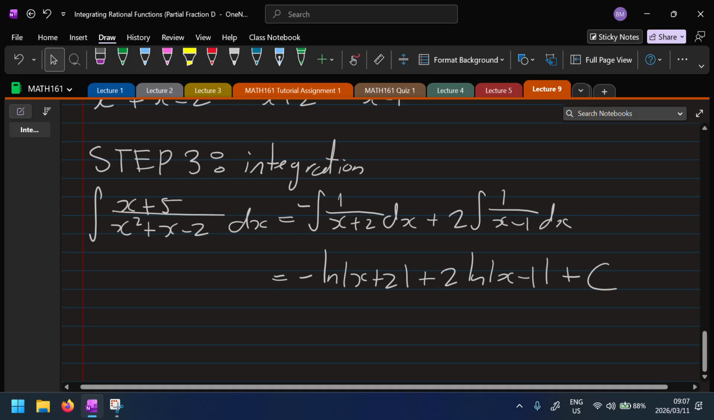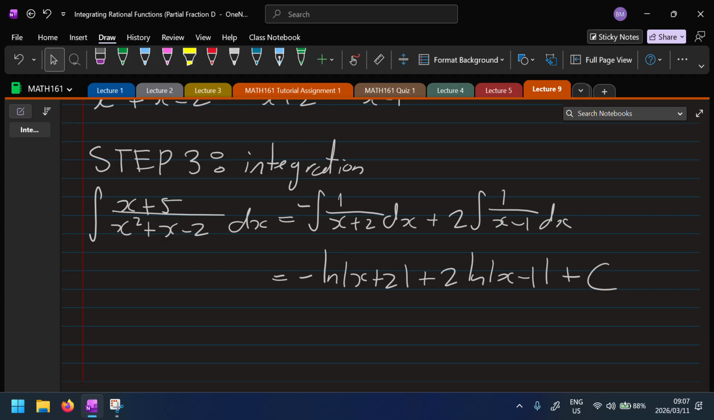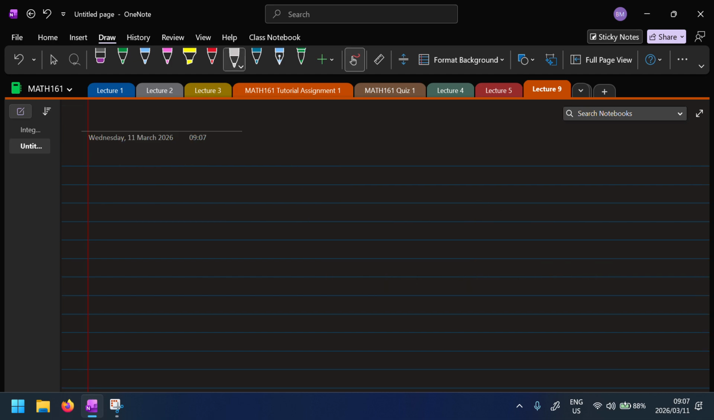Any questions on this one? Pretty simple. Okay, let's have a look at another example. So here we have (x squared plus 2x minus 1) over (2x cubed plus 3x squared minus 2x).